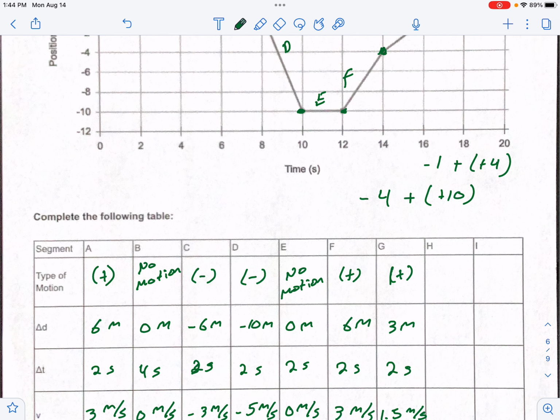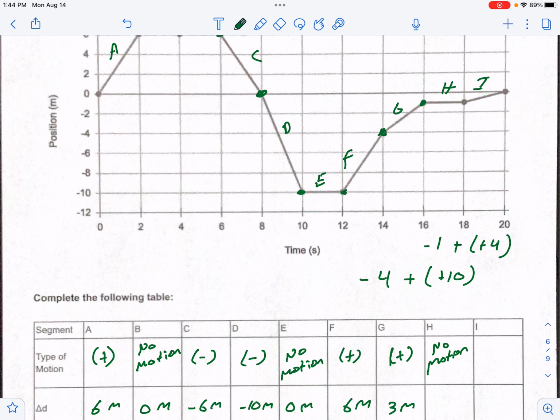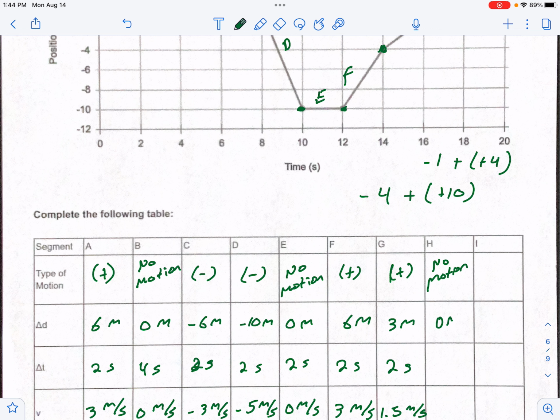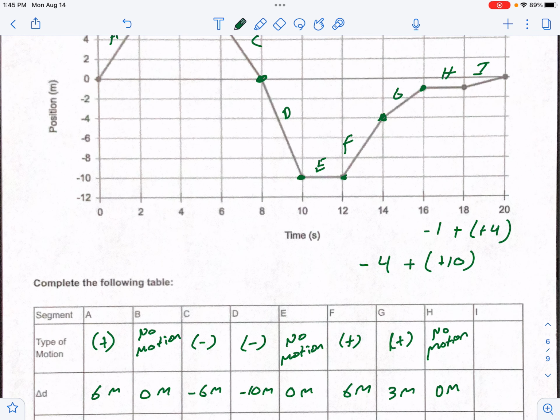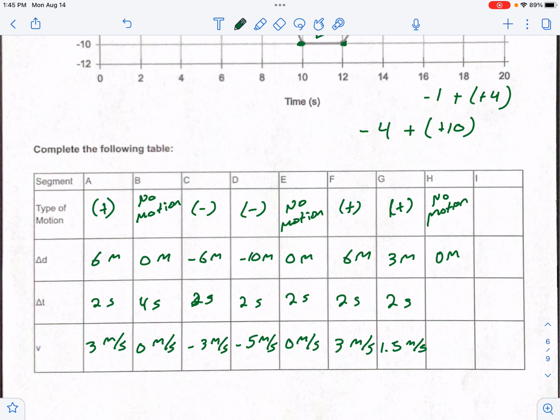Looks like we have another flat line. Okay, so this is going to be no motion. So no displacement, so 0 meters. And that was staying still for 2 seconds. So from 16 to 18 was 2 seconds. And I'm going to have a 0 meters per second for my velocity.